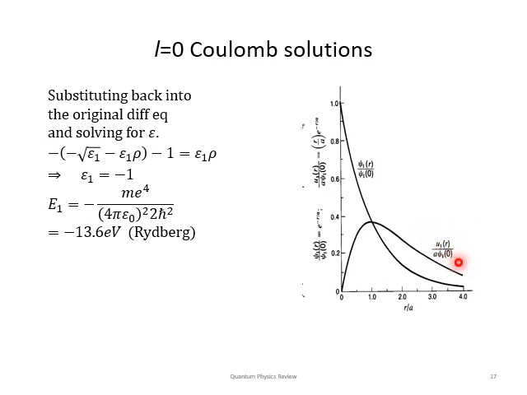When we put that u of r into the original Schrodinger equation, we find that the first energy state is this bunch of constants, which comes out to be approximately minus 13.6 electron volts, or 1 Rydberg.